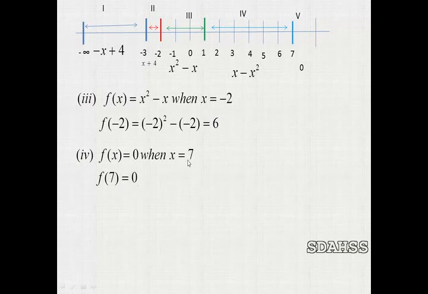Here we want to find f of 7. 7 is located in the fifth interval. Its function is 0. So f of x is equal to 0. Substitute x is equal to 7. So f of 7 is equal to 0.